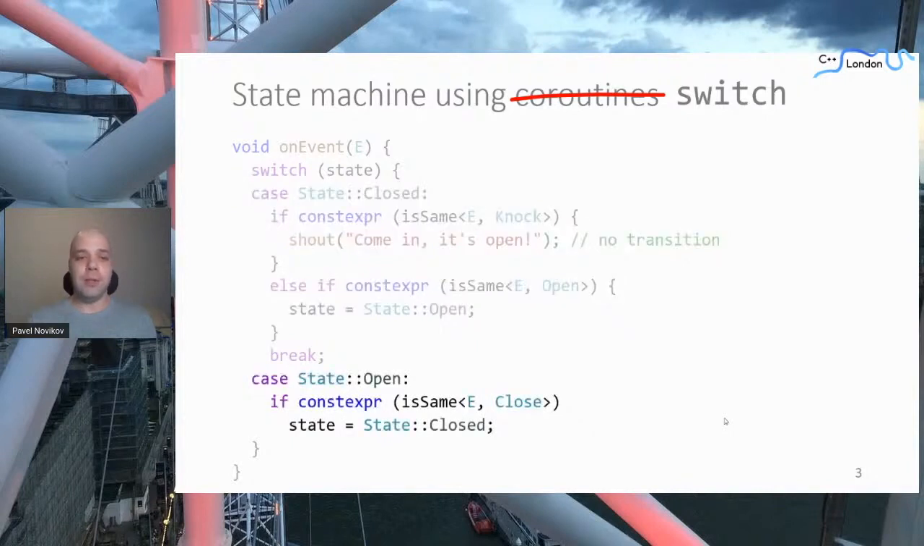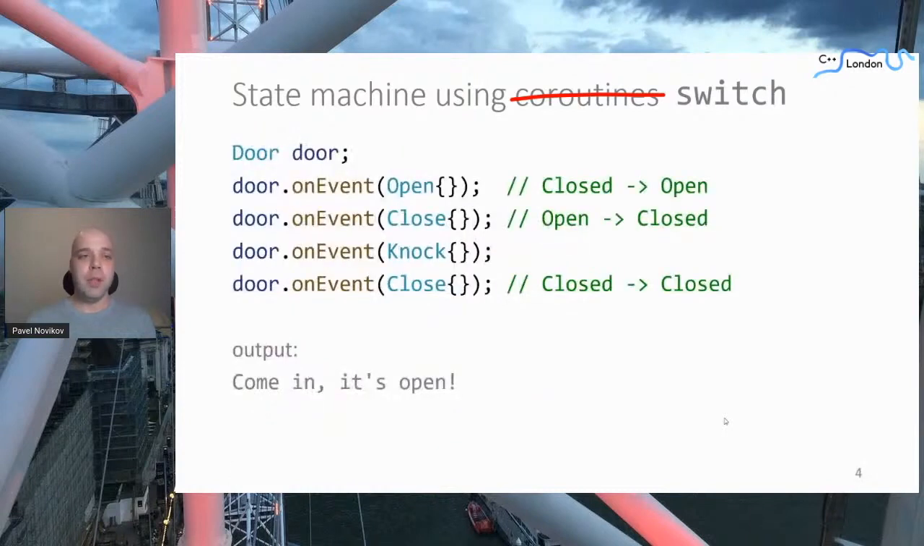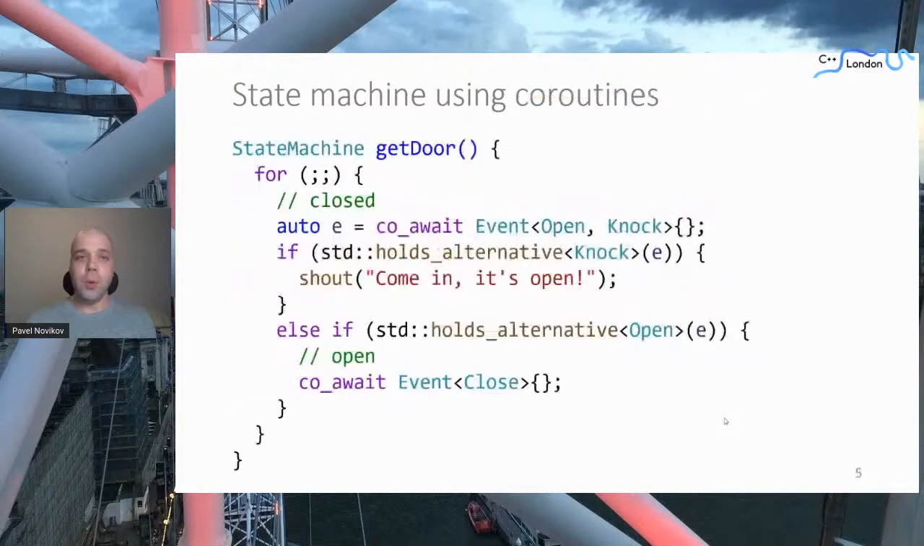If we are in the state open, we only expect an event close, and then we immediately go to the state closed. Okay, here we can use our state machine, something like that, and we send events, we go between states, and we can get output like that.